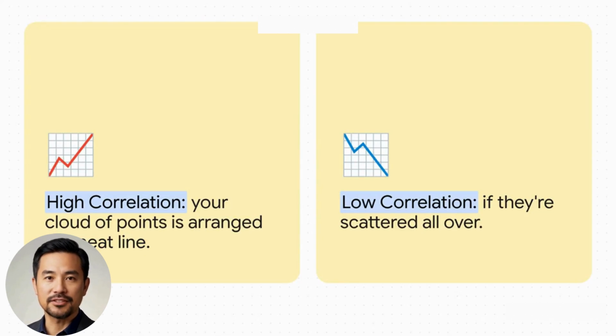And you can actually see the clues pretty clearly. If we plot our data and the points form a nice, tight line, well, bingo, we've found a strong connection. That's high correlation. But if the points look like a random cloud, just scattered all over the place, that's our clue that there's probably no relationship, and we need to look elsewhere.